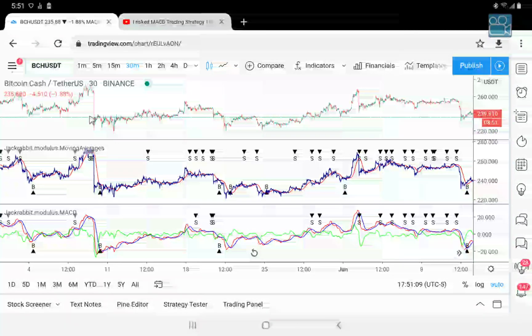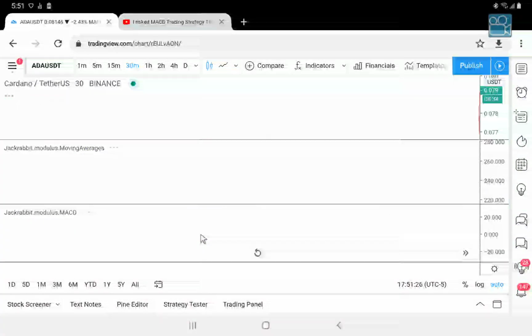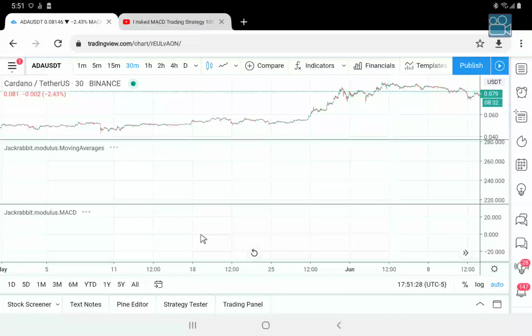Now for BCH, where BTC did not produce a signal here, BCH did. And as you can see, it got a nice little bump. So be sure to look at your coin choices. Again, I recommend only the top 13 coins above 1 billion market cap.